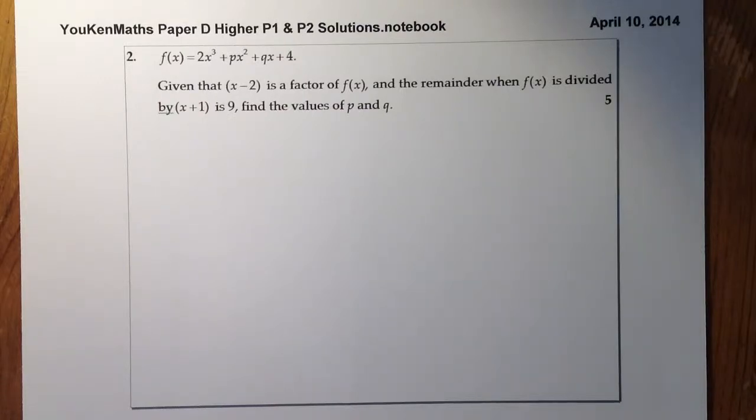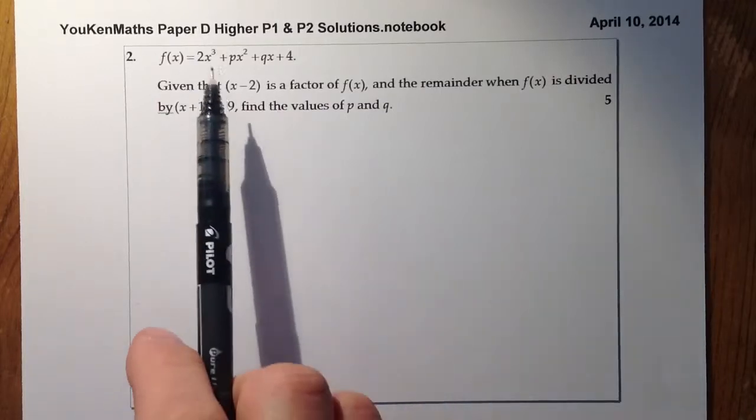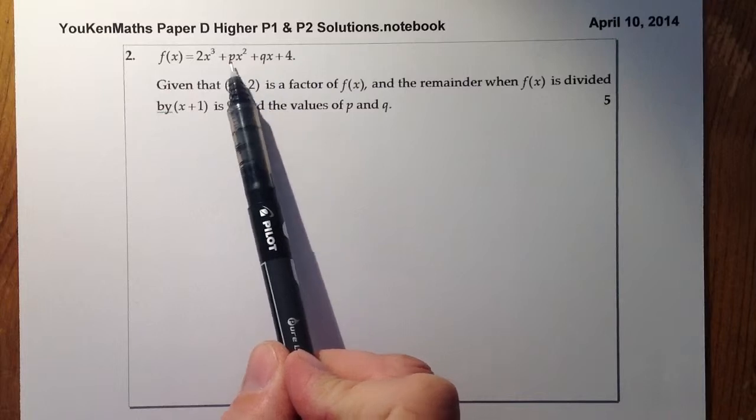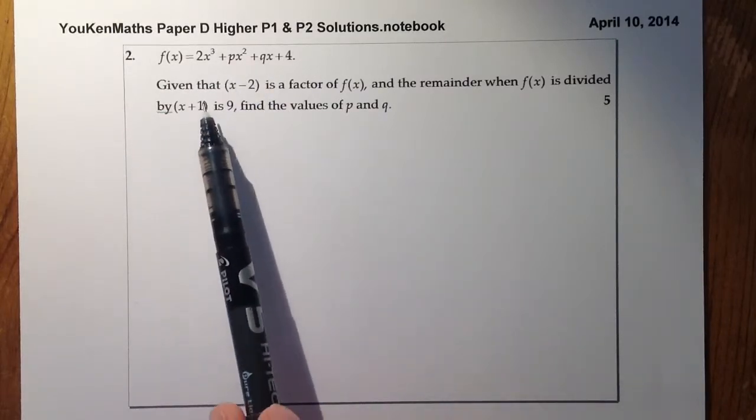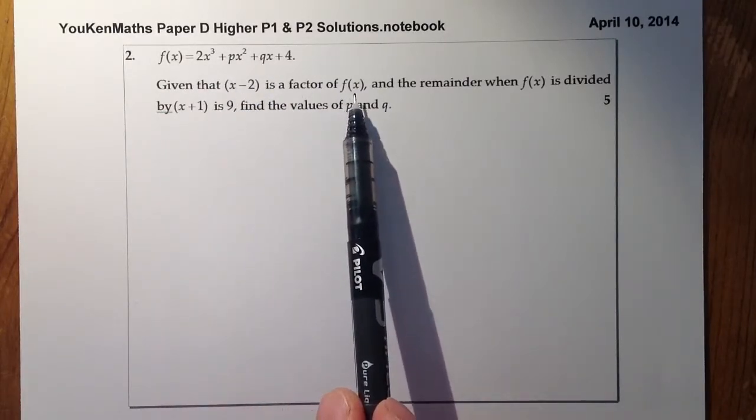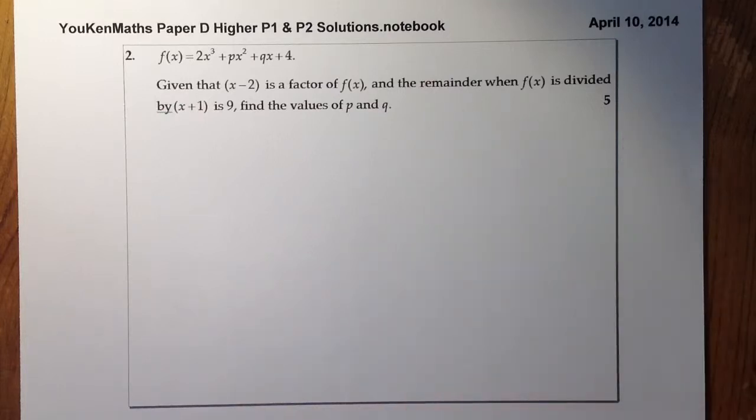This is Higher Maths, paper D, and we're looking at question 2 in the calculator paper. What we have here is a function with some missing coefficients, and given that x minus 2 is a factor of f of x, and the remainder when f of x is divided by x plus 1 is 9, find the values of p and q.